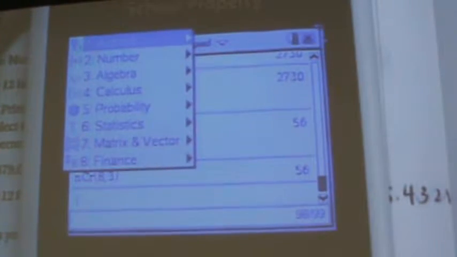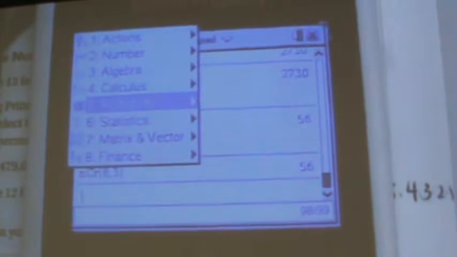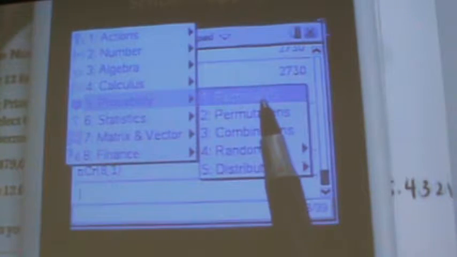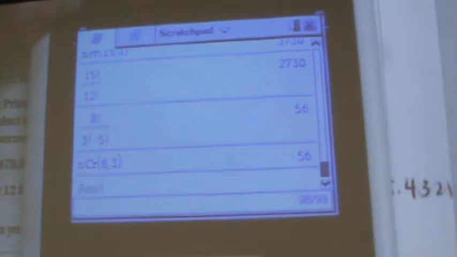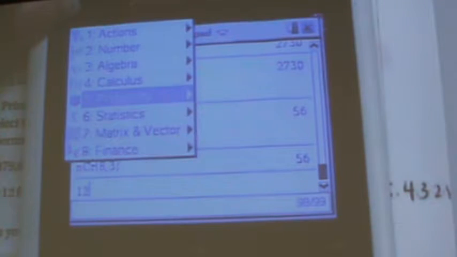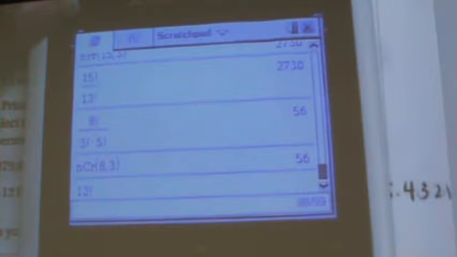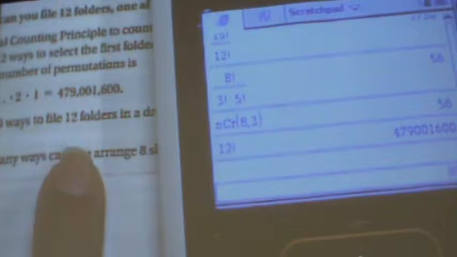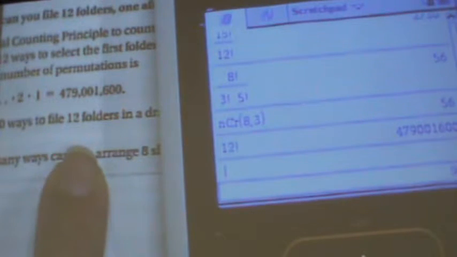Turn your calculator on. Go to menu. Go to probability and factorial. That is where you're going to get your exclamation mark. So if you want to know 12 factorial, you hit 12, hit menu, hit probability, and then factorial, you're going to see the exclamation and then hit enter. And there's your answer, which matches what we have here. 479,001,600 different ways that you can arrange 12 folders.